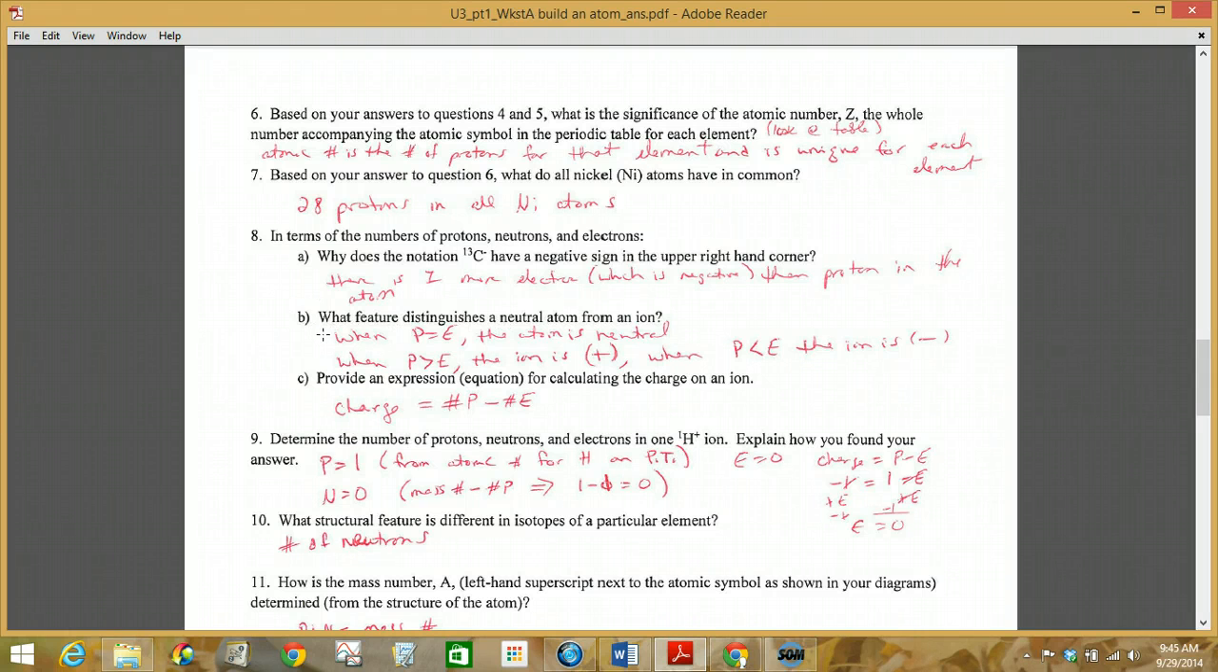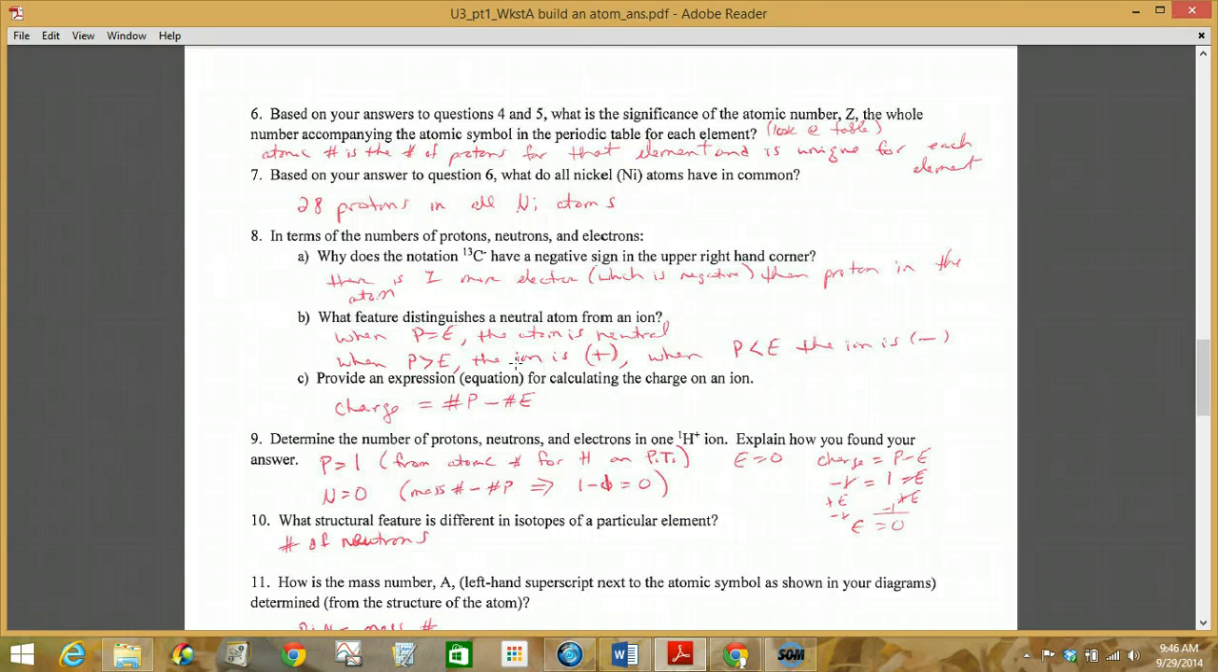So that's what you can see from 8b right here. When protons outnumber the electrons, since protons are positive, that would mean that we have an overall positive charge. When there's fewer protons than electrons, the atom is going to be negative, and we call that an ion.